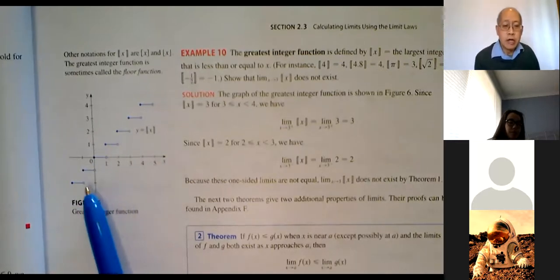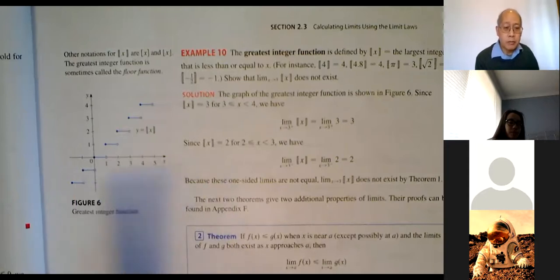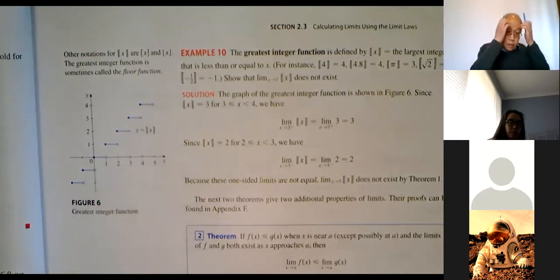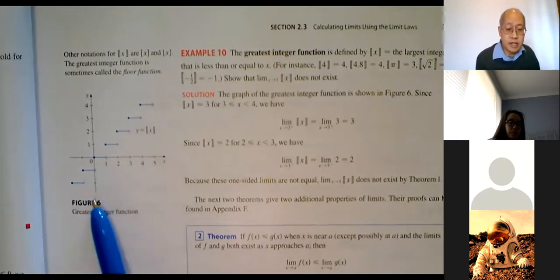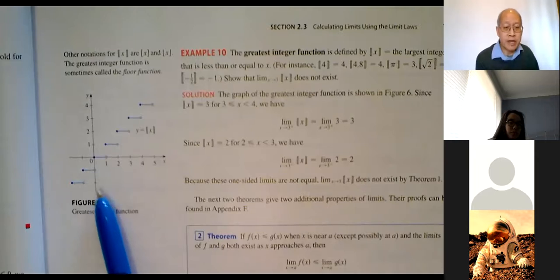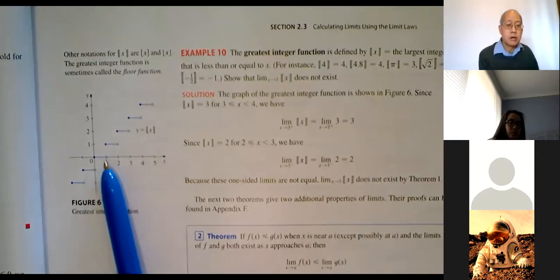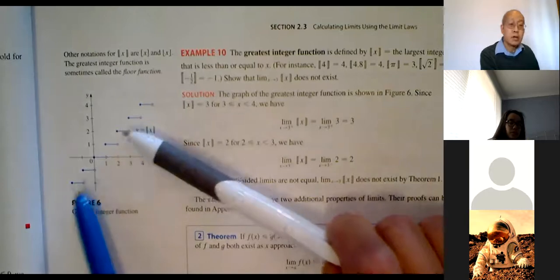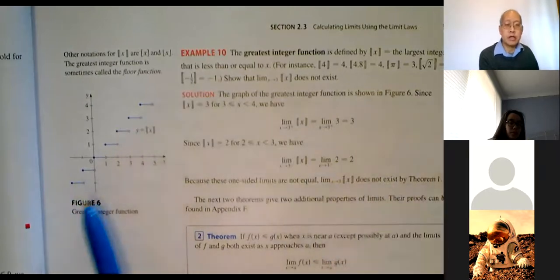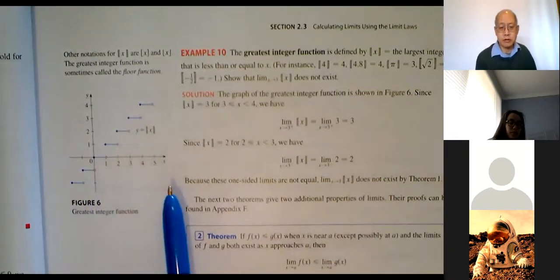And as a side note, if you ask for the domain, it is all real numbers. Can you guess what the range would be? What's the set of all y values? The set of all y values is a set of integers. You can only come back with an integer. So that's 0, plus or minus 1, plus or minus 2, plus or minus 3, and so on. So the range would be the set of integers.